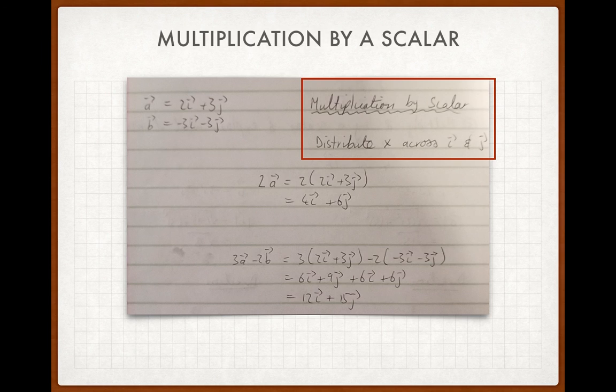And then there's a little bit of a question at the end. What would 3 times the vector A minus 2 times the vector B be? Well, instead of the vector A and the vector B, we'd put in their components. So 3 times 2i plus 3j minus 2 times minus 3i minus 3j. The multiplication is distributed across the two terms. 3 by everything in the bracket there is 6i plus 9j. And then minus 2 by everything in the brackets there is plus 6i plus 6j. Add the i's, add the j's, gives me 12i plus 15j.